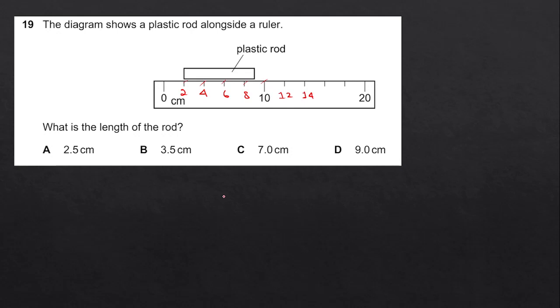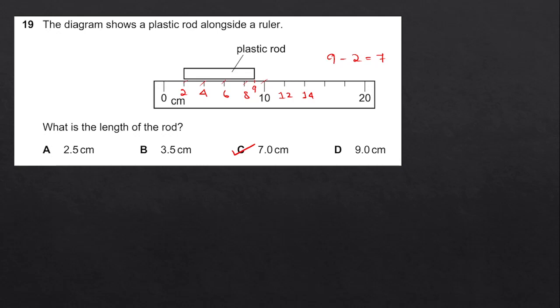Now in this diagram, we have to look at what is the starting position and ending position of the object. The object starts at 2 centimeter and the object ends at this point. So this would be 9 centimeters because this is halfway between 8 and 10. So the total length of this plastic rod would be 9 minus 2, whatever is the final reading minus the initial reading. So 9 minus 2 is 7. So the correct option is 7.0 centimeters.